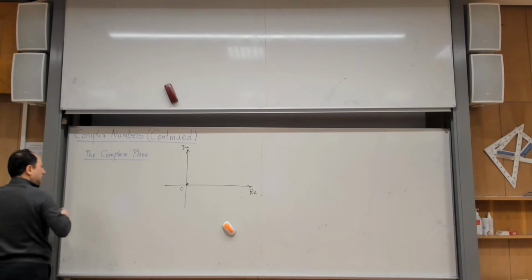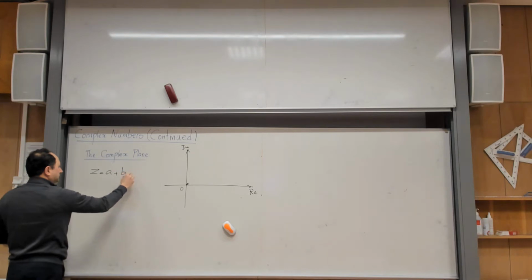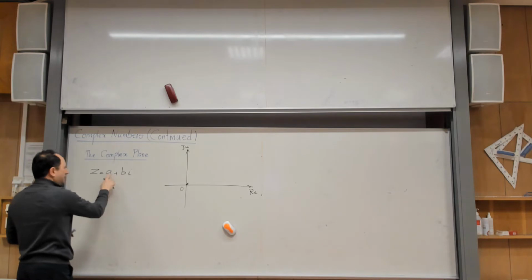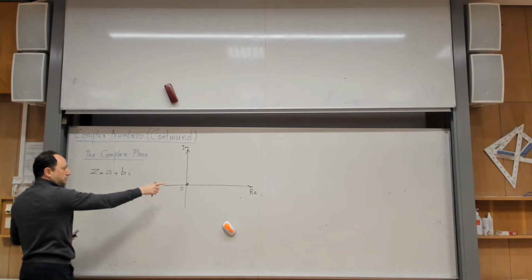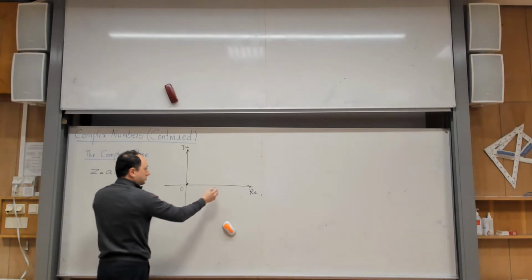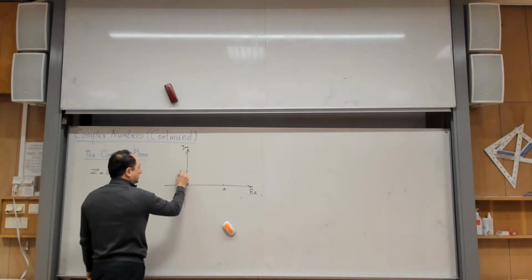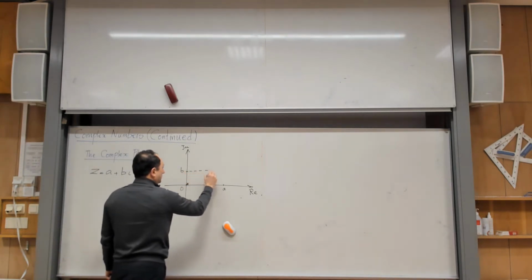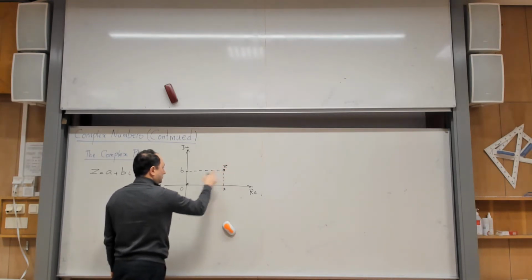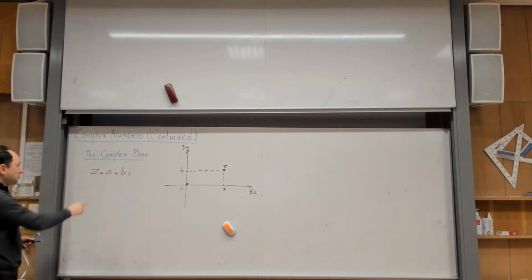If I give you the complex number z to be a plus bi, you go on the real axis, and depending on the sign and the value of a, you choose a point on the real axis. For example, assume that in this case a is positive, and this is a. Then you choose b on the imaginary axis, wherever it is, and you make this point, and you say that this point represents this complex number. That's it. So instead of having the x-coordinate, you have the real part.